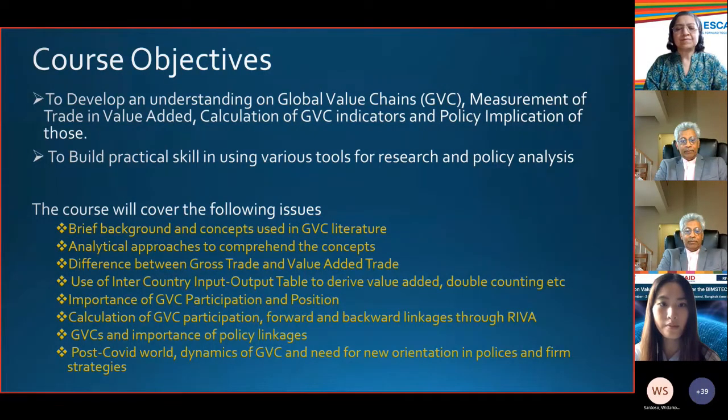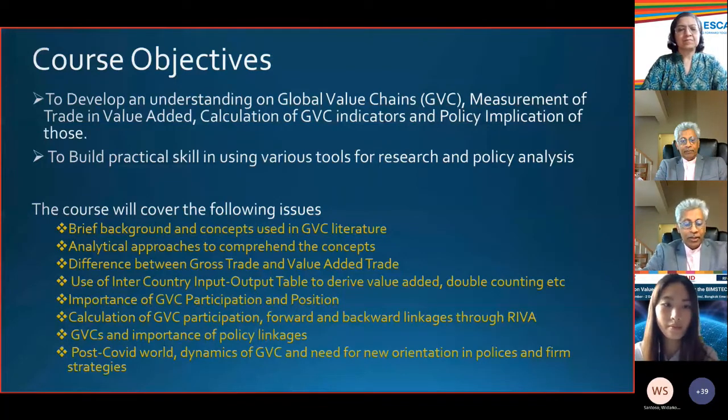And then we'll highlight the newly developed package, which focuses on visualization with respect to global value chains, and developed by ESCAP, ADB, and I think Latin American partners as well. So this is Riva. This initiative, we will highlight in one of the lectures, and how the policies can be derived out of it will also be highlighted.